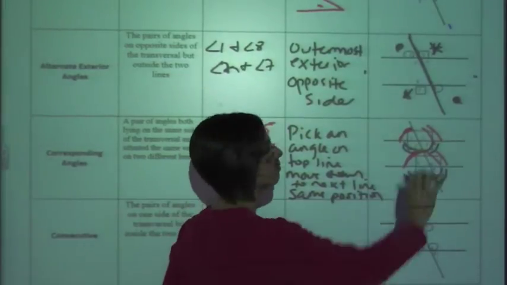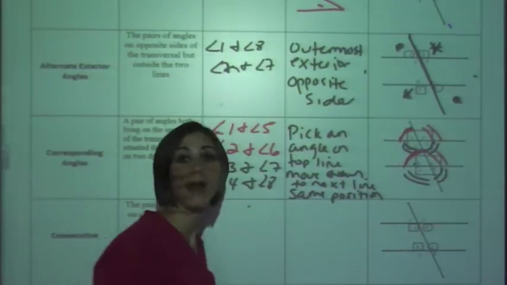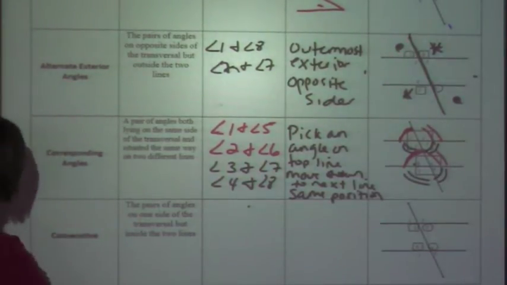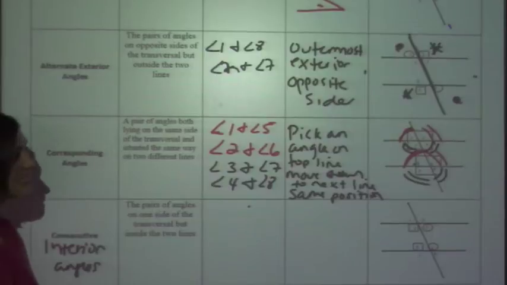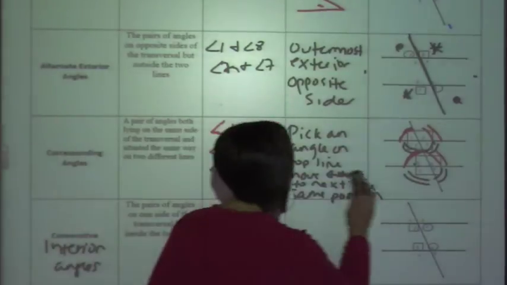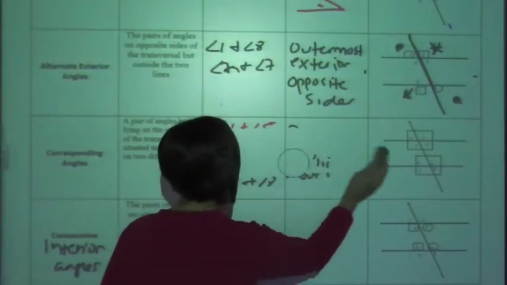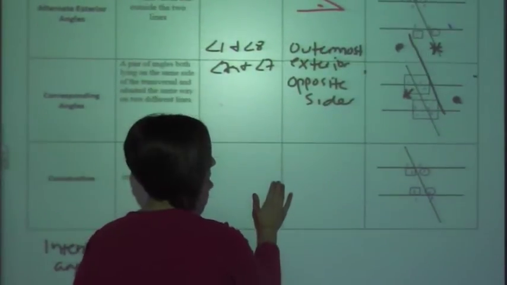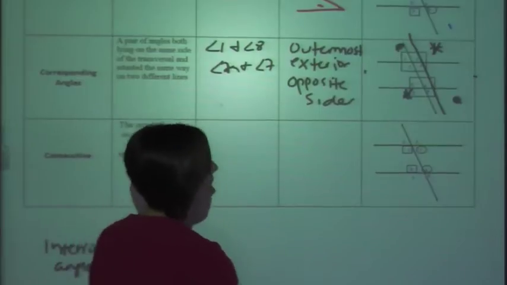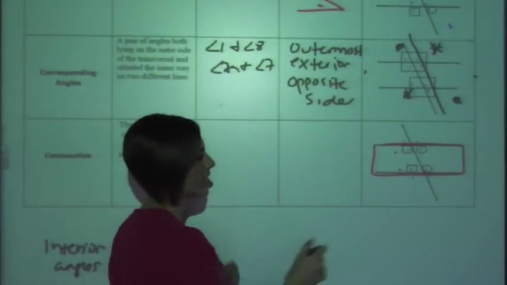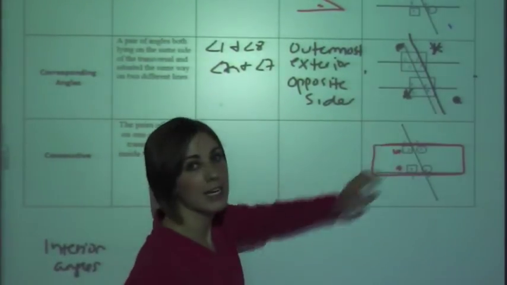So pick an angle, angle 1, move down to the next line, same position, angle 5. The last angle relationship we have is called consecutive interior angles. And if you know what consecutive is, one right after the other. So we're going to have one set of angles inside these two lines, one right after the other. Consecutive, one right after the other, interior, inside the two lines.